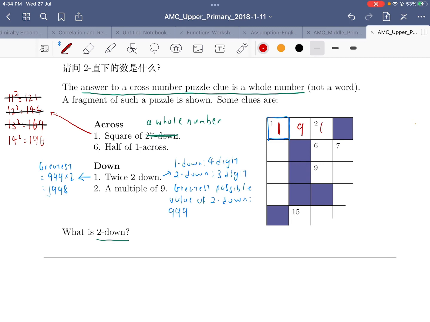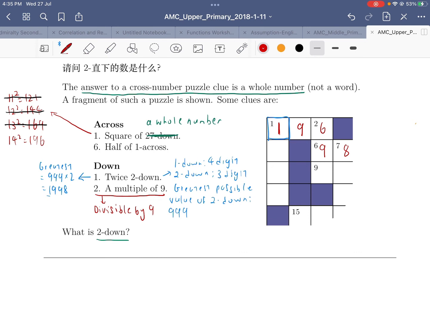So let's put that in. That is very likely the correct answer. Now what's next? It becomes really easy to solve now. 6 across is half of 1 across, so we just take 196 divided by 2, and we obtain a value of 98. And then afterwards, we notice that 2 down itself is a multiple of 9. So what does that mean? It means that it is divisible by 9.